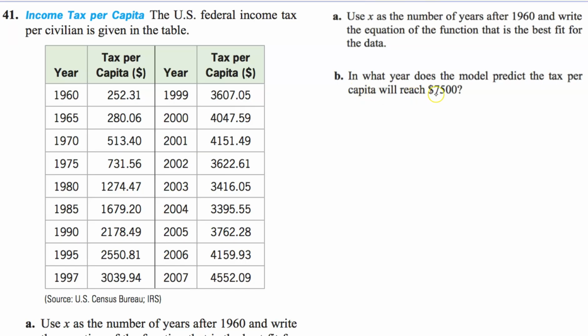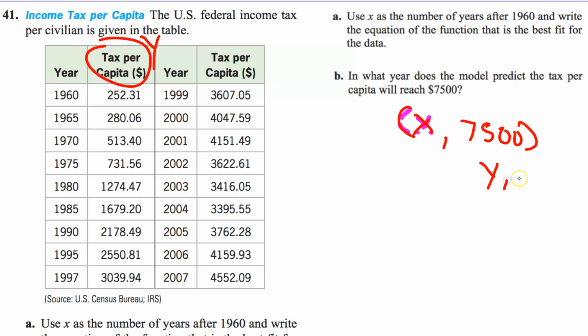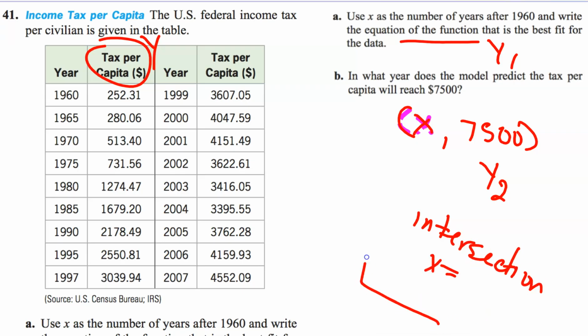41B, in what year, so remember the year is the X, that's what they're trying to ask you for, right? In what year did the model predict the tax per capita, that's the Y, is $7,500. So again, when you're given Y, this is going to be your Y2. And your Y1 is going to be your equation of best fit there. So that's going to be your Y1. And then you're going to find the intersection. And the X part is what you want for your year.